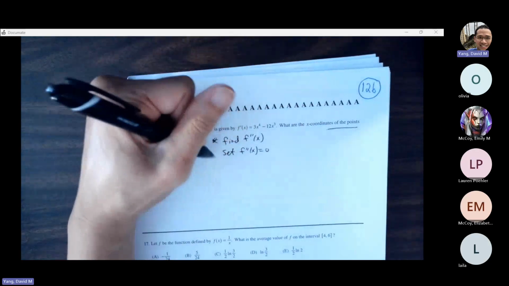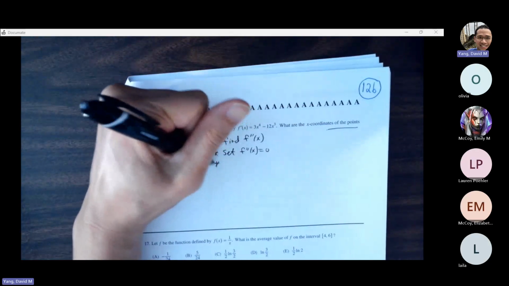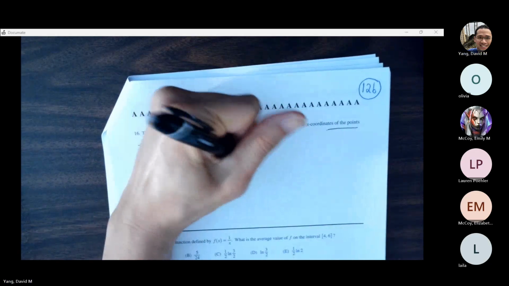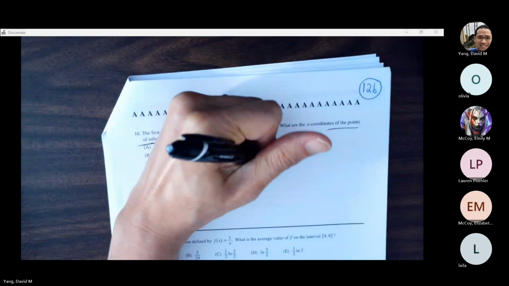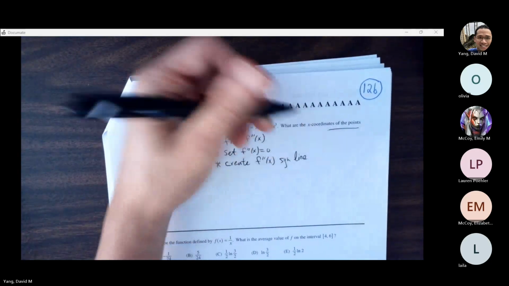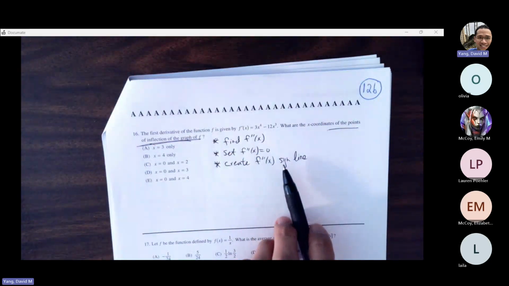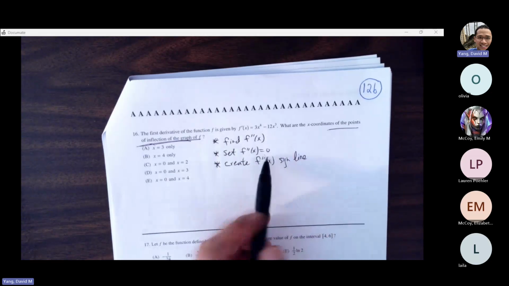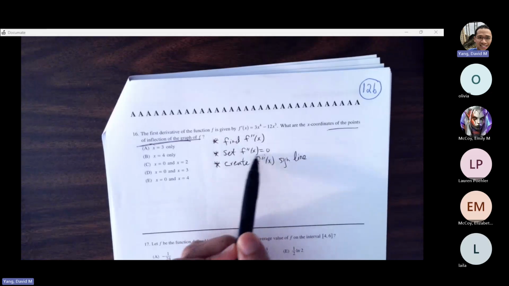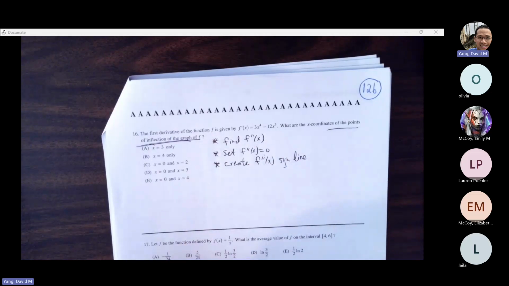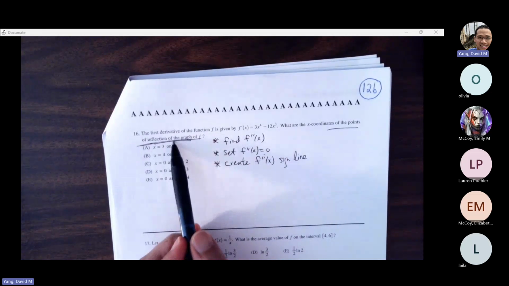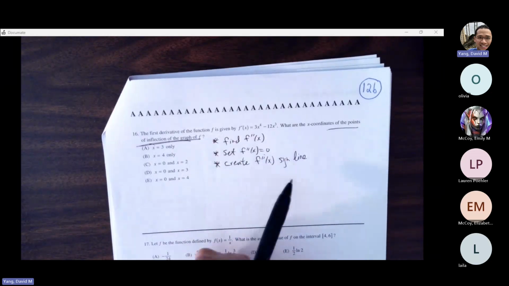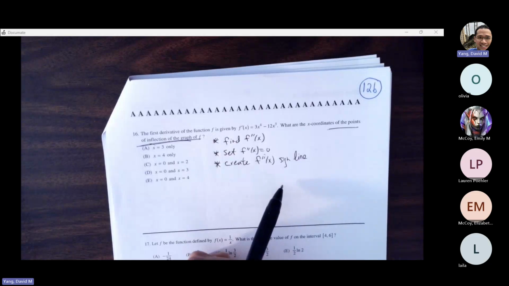Now, once we find critical points, we got to go one step further. We have to make sure that we create our f double prime sign line. There has to be a change in signs in order for us to call this critical point a point of inflection. So some students want to just stop here. They solve for x and they feel like they're at the end of the problem. But if it's a point of inflection, we have to go through the sign line and actually consider, is the sign changing on either side of that critical point?